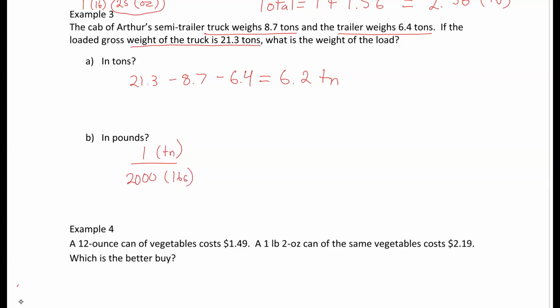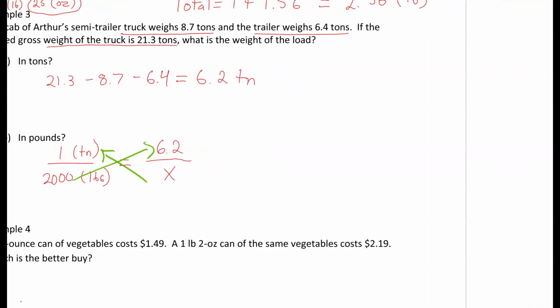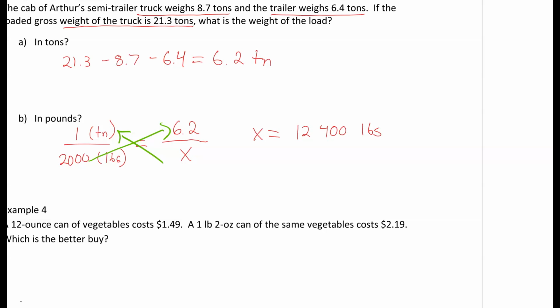So we've set up our conversion, and we can now figure out, if we have 6.2 tons, how many pounds that is. Our X goes on the bottom, and we do our cross multiplication. This gives us 1 multiplied by X, which is just X, and 2,000 multiplied by 6.2, which gives us 12,400 pounds. And that would be our final answer.